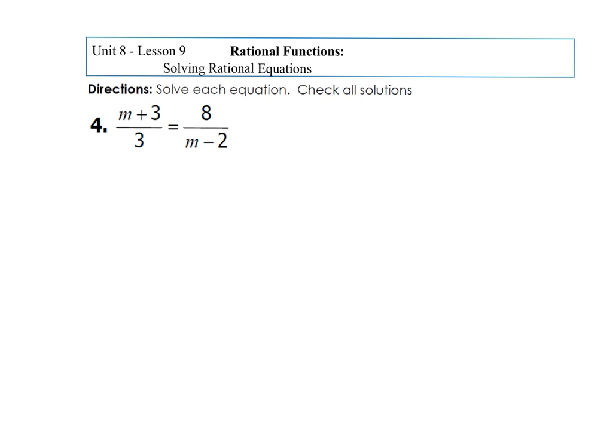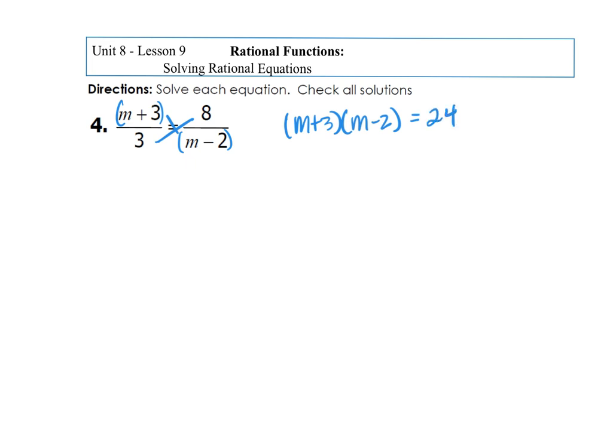Okay, going to number 4 next in our notes. We have (m plus 3) over 3, one fraction, equal to another one fraction, 8 over (m minus 2). This is a proportion, so I can cross multiply to get rid of my denominator. My first cross, I'm doing m plus 3 times m minus 2. To know how to correctly multiply, again, think of there being parentheses around those two terms. So I've got (m plus 3) times (m minus 2). Then I put my equal sign. I multiply on the other cross. 3 times 8 is 24.